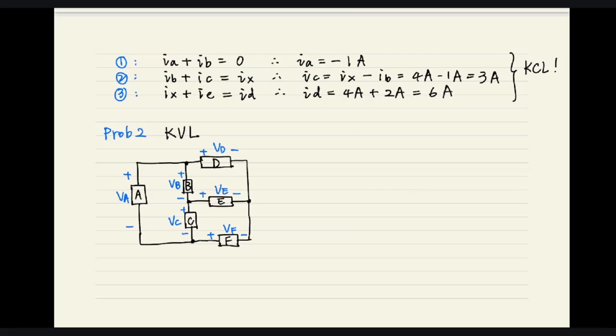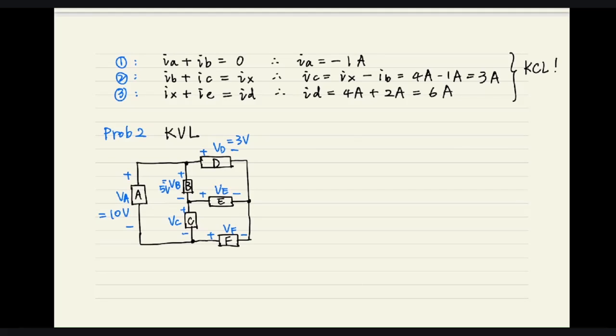You can give different reference polarities as I did, as long as your values do not contradict. So the values and the reference direction or polarity change correspondingly. Okay, so assume we know that VA equals 10 volts, VB equals 5 volts, and VE equals 3 volts. Can you solve for the rest?